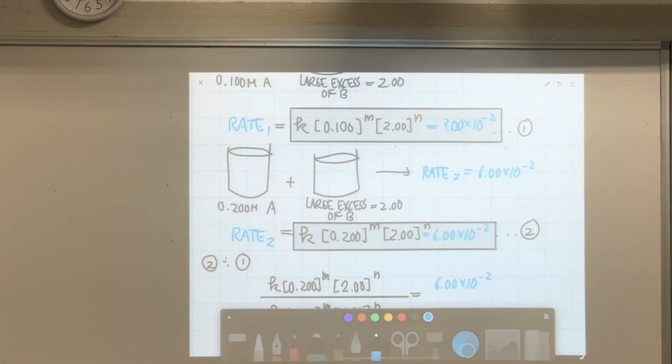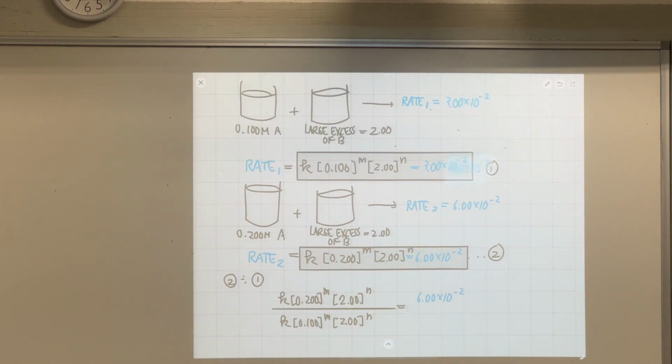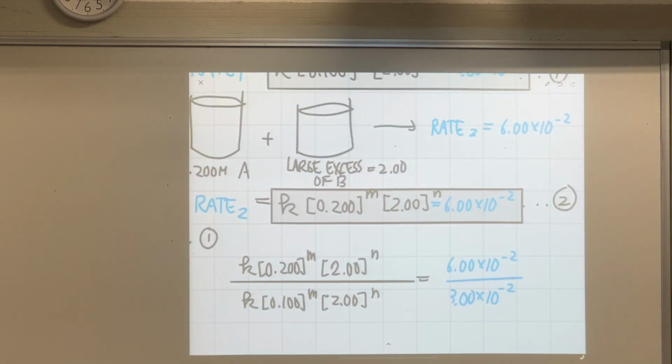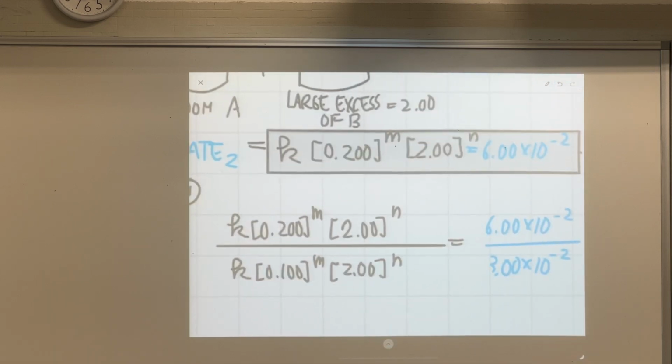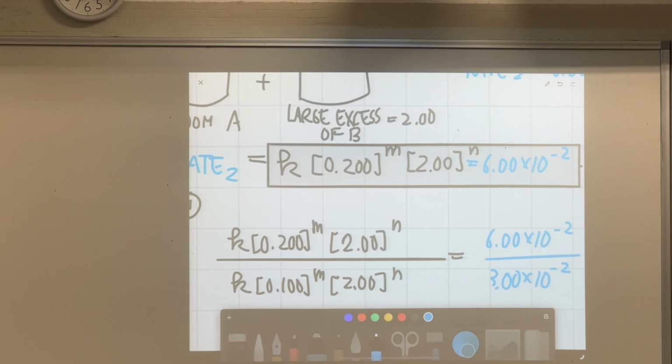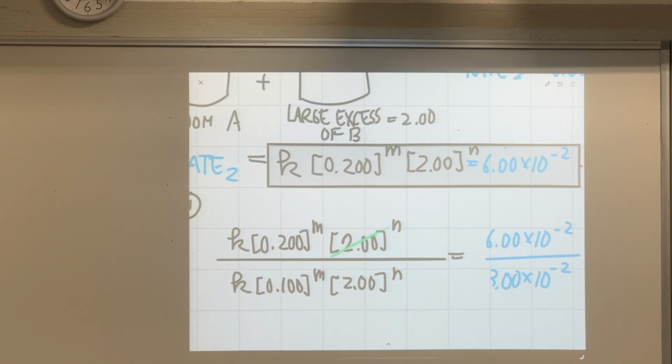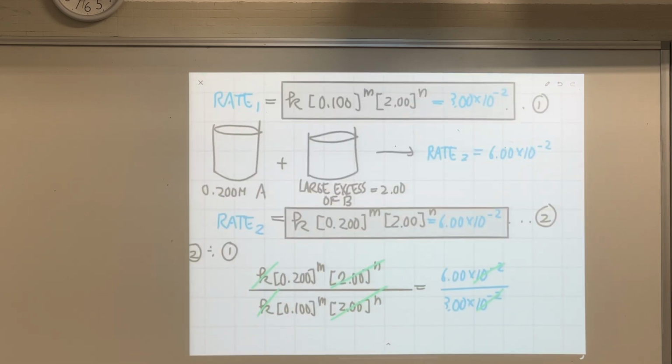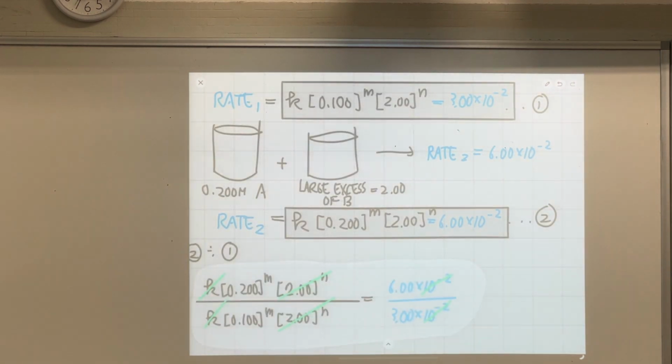You will see. So you have 6, divided by 3 times 10 to the power negative 2. Okay, can you see how these equations are set up first? Yes. Okay. And which of these terms can you just completely ignore? 2 to the power of n, because it's the same term on both sides, right? So take it out. No need to worry about it. K can also be taken out. Times 10 to the power negative 2 can also be taken out. What can this whole expression be reduced to? It's 0.2 to the power of m over 0.1 to the power of m equals 6 divided by 3, right?